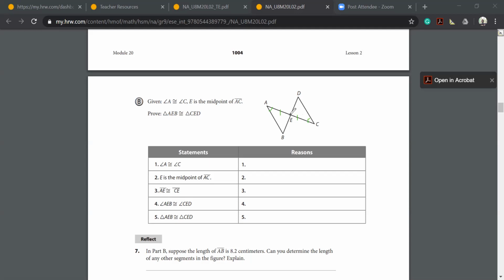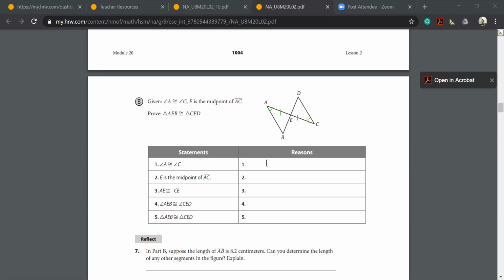Of course they are equal because you have a giant X in here. So of course they are equal using the vertical angle theorem. So I can prove that two angles and one included side are equal. So using the ASA theorem, I can say that the two triangles are going to be congruent.